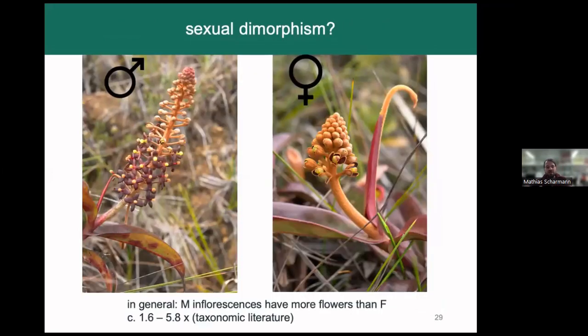But what is also interesting about the flower biology is possible sexual dimorphism. In this example again, Nepenthes lamia, it exemplifies it quite well. If you count how many flowers the male makes on an inflorescence and how many the female makes, there's quite a big difference. So males typically tend to make, in the literature, about 1.6 to almost 6 times more flowers than the female from the same species.